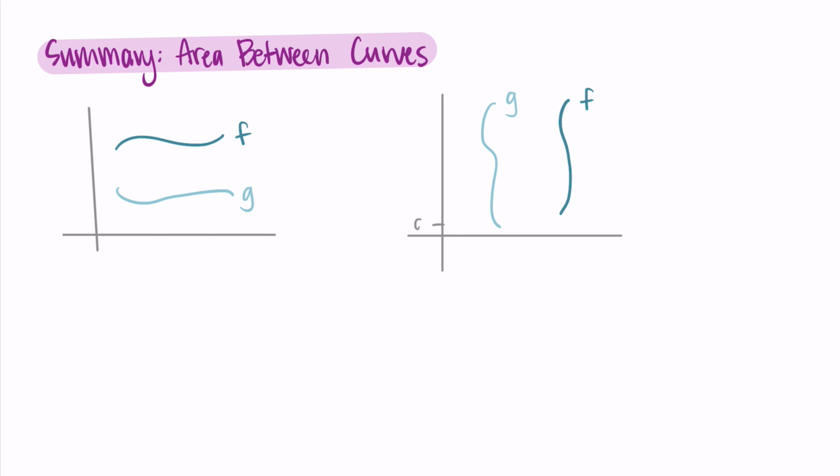And when we do this, we usually look on an interval. So let's say for the first graph, we're looking from a to b, and this is on the x-axis. And then on the second graph, we're looking from a to b, but on the y-axis. And we're trying to find the area between these two curves.